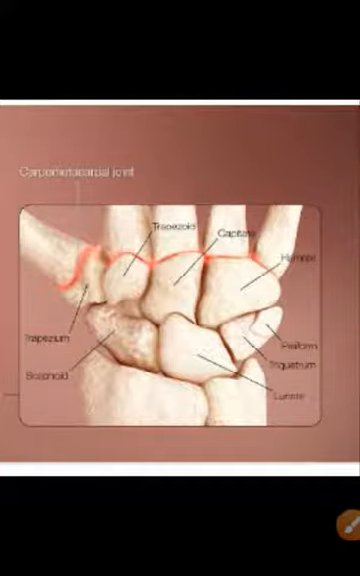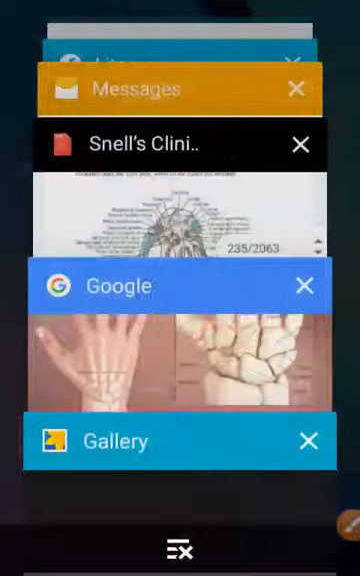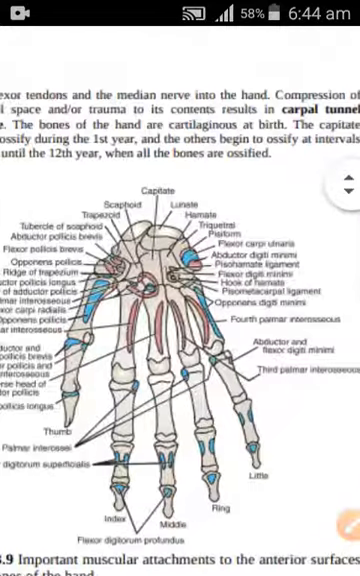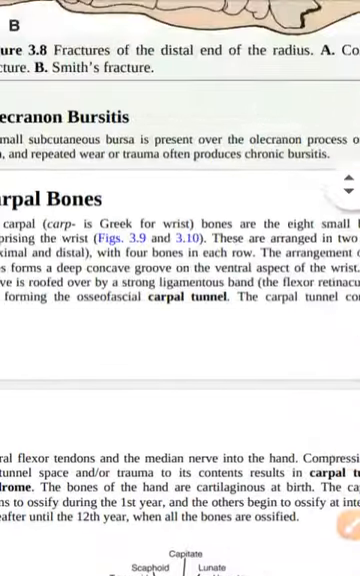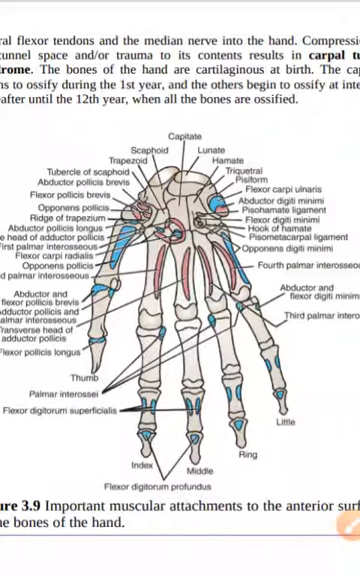Now, another thing we have to explain is the anatomy of the metacarpal bones. We will discuss this in clinical anatomy. These are the metacarpal bones. What type of bone? They are metacarpal bones. Now this is the first, this is second, this is third, this is fourth, and this is fifth.